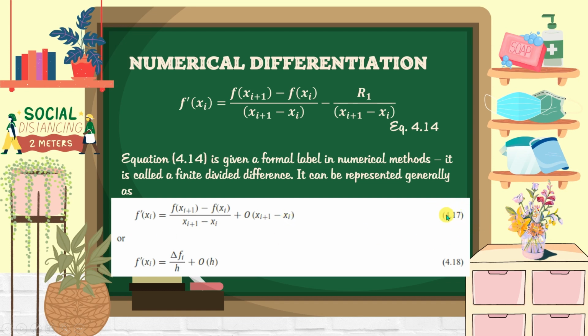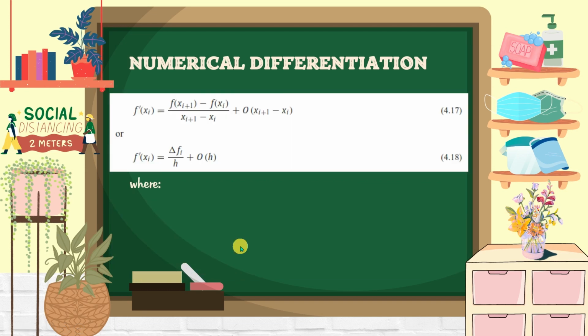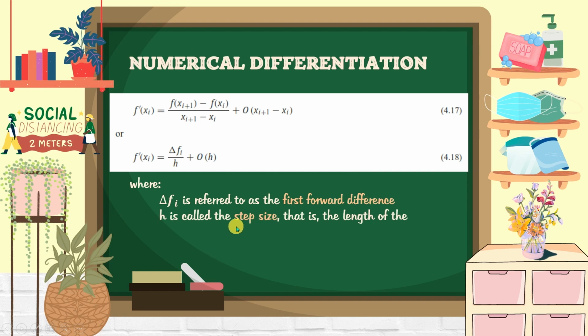and it can also be represented as f'(x_i) equals delta f_i all over h plus O(h), wherein delta f_i is referred to as the first forward difference and h is called the step size, that is the length of the interval over which the approximation is made, and O(h) is the error of the step size.